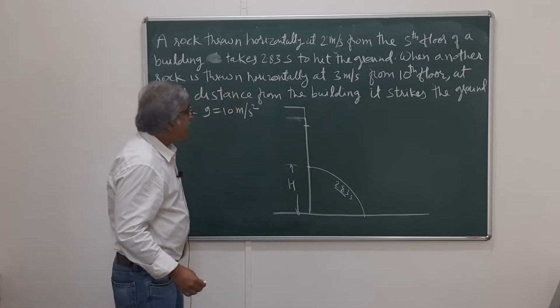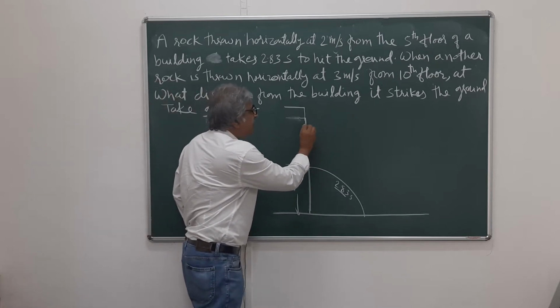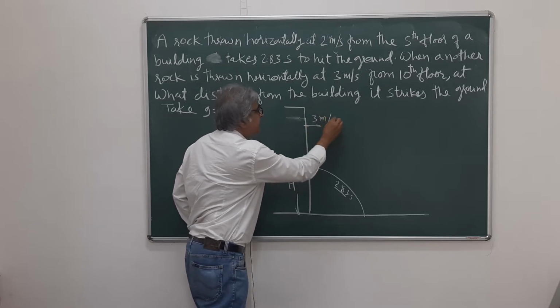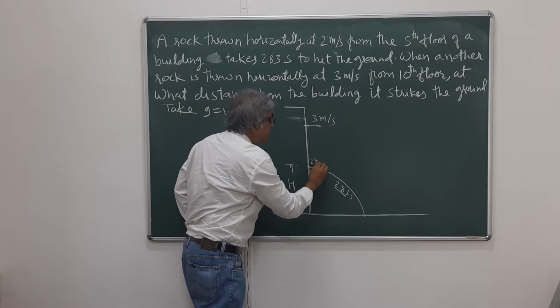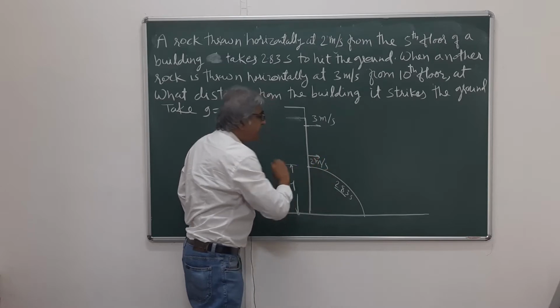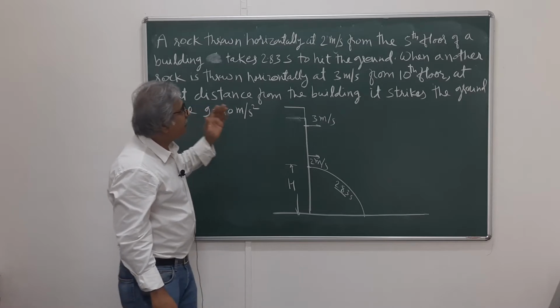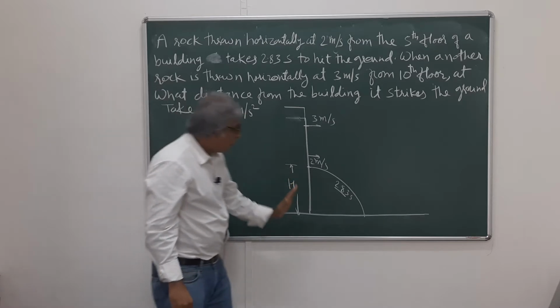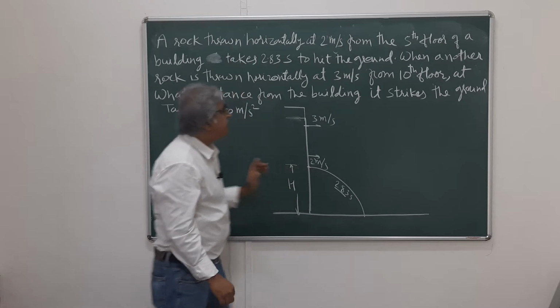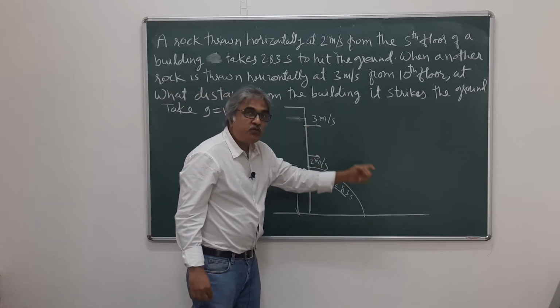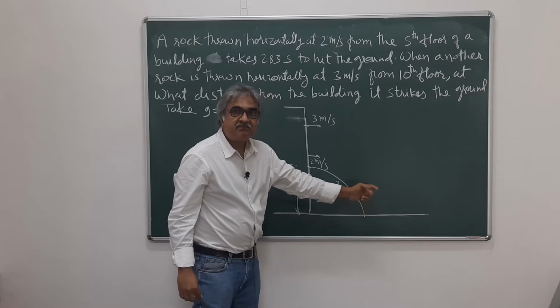That's obvious. And here the stone is thrown at a velocity of 3 meters per second. This was 2 meters per second horizontally, and this is 3 meters per second. And you are asked to find at what distance from the building this stone will hit the ground.